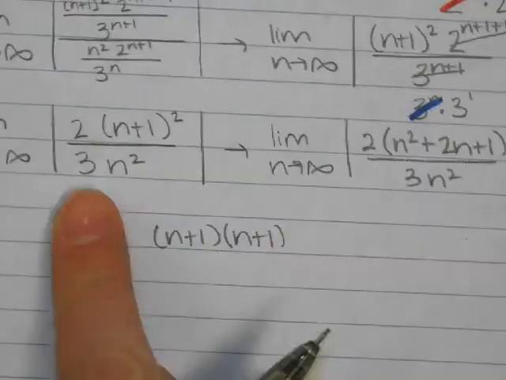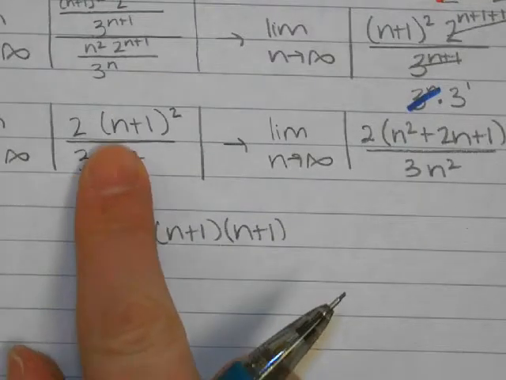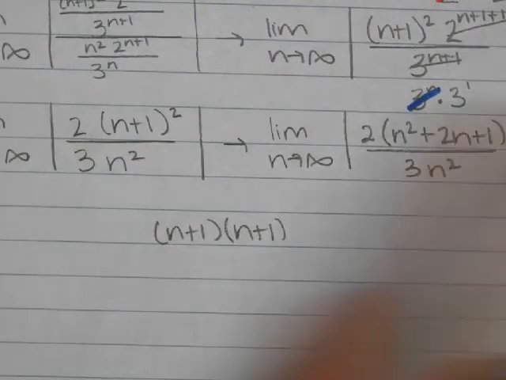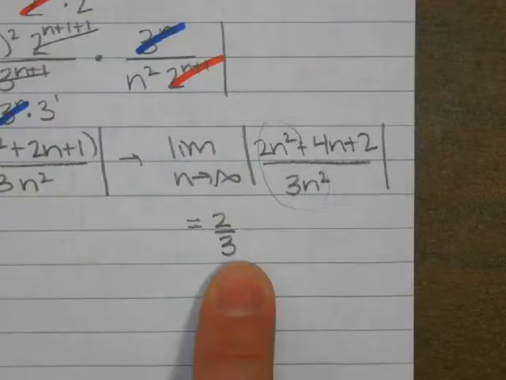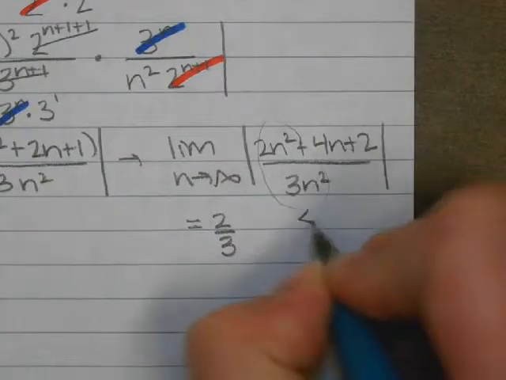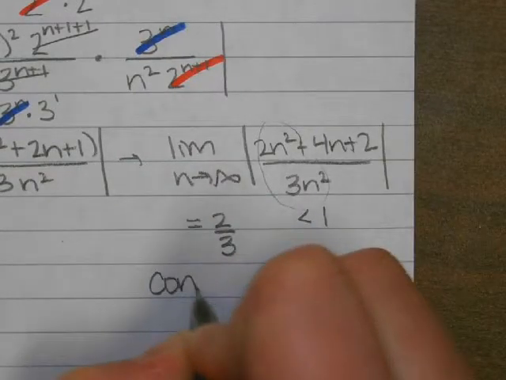Now you can definitely see that back here if you can picture in your head what would happen when you FOIL it out, and so you can see the 2/3 right there. But if you need to keep going in the problem to get to the 2/3, that's not a problem. So this is less than 1, which means it converges absolutely.